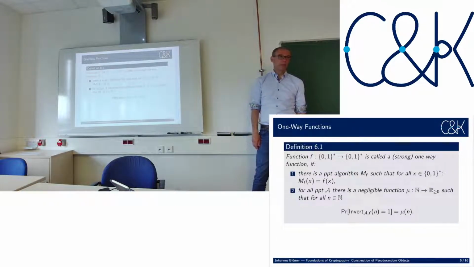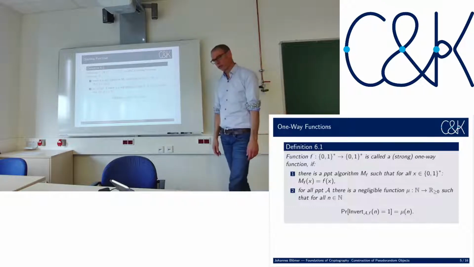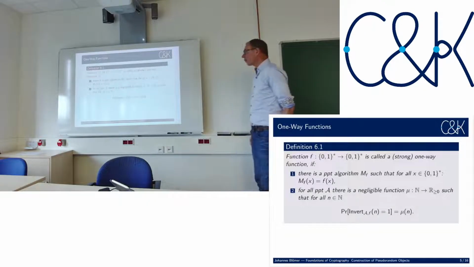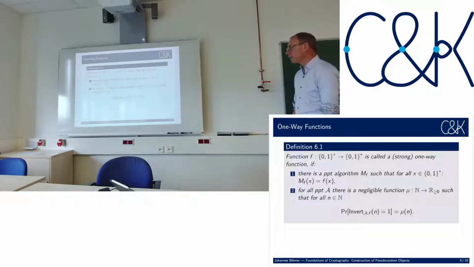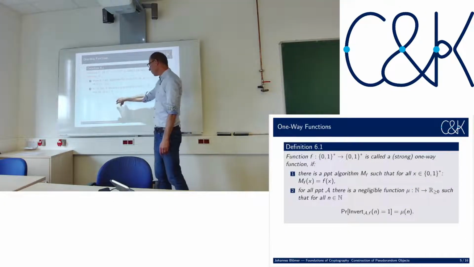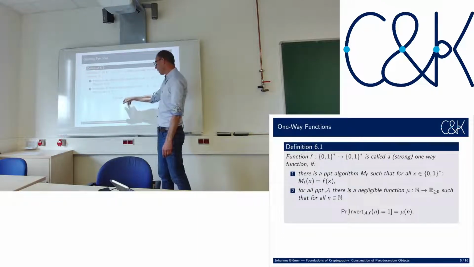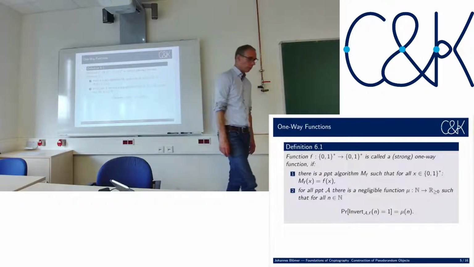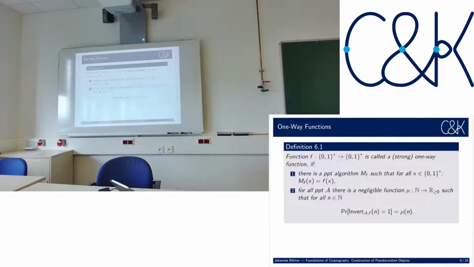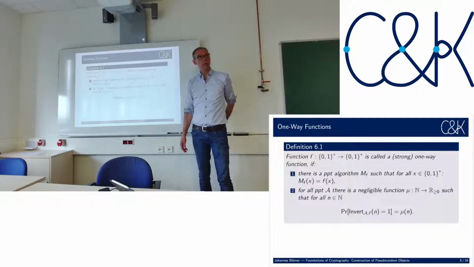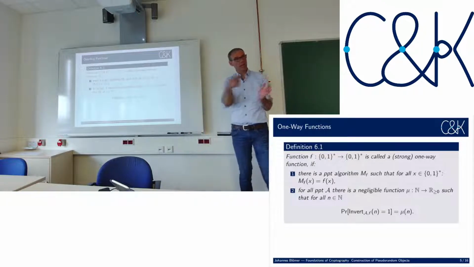So this is the easy direction. There is a probabilistic polynomial time algorithm that evaluates the function efficiently. That's easy. The hard direction is that for all probabilistic polynomial time adversaries A, there is a negligible function mu, such that for all n in N, the probability that A wins the inverting game against f with n is bounded by this value mu of n. So no efficient algorithm can win the inverting game except with negligible probability. So that's the hard direction.